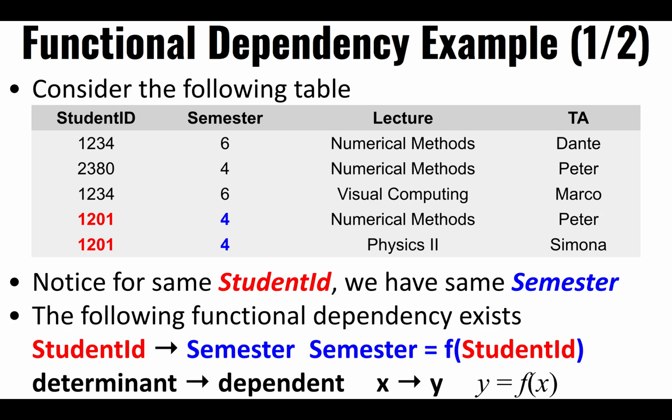So here's an example. We have a student that is in a semester. Notice that you have the student ID and we have the semester. If I know the student, I know what semester they're in. By knowing the student, I know what the semester is, because that student can only be in that semester. And so we say that the semester is a function of the student ID.